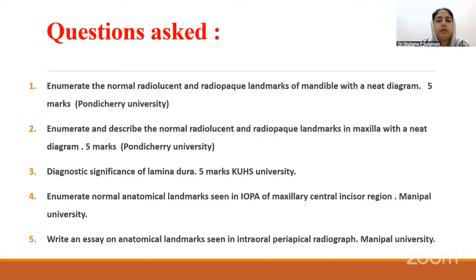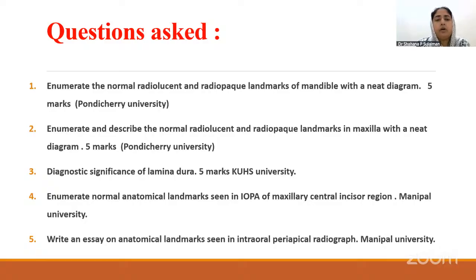There are also questions like enumerate the normal anatomical landmarks seen in the IOPA of the maxillary central incisor region. When such questions come, you have to be very specific about the landmarks seen particularly in the maxillary central incisor region. This is a question which has come in Manipal University. Then we have another essay on anatomical landmarks seen on intraoral periapical radiographs. Here the entire topic has to be elaborated.